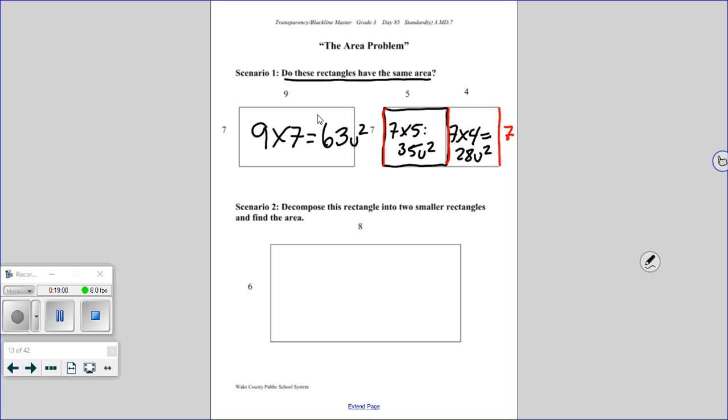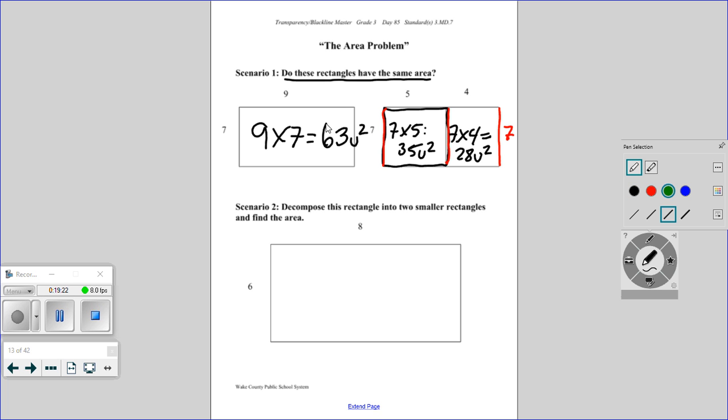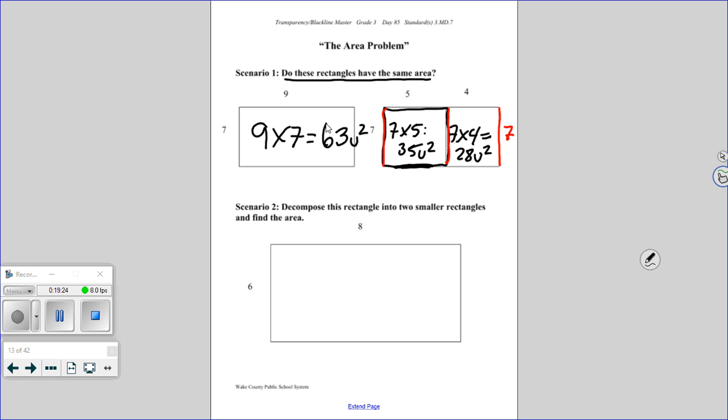It said, do these rectangles have the same area? Well, my first rectangle has 63 units squared. And my second rectangle, well, it's still in 2 pieces. So how do I figure out the total area? Because right now, I have one piece of a rectangle, and then I have this other piece of a rectangle. So how do I find the total area?